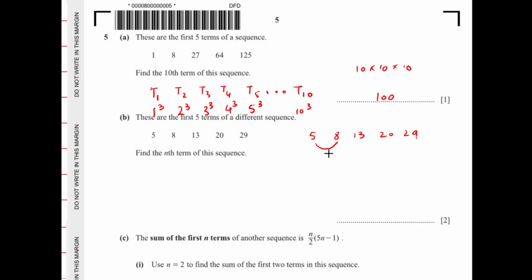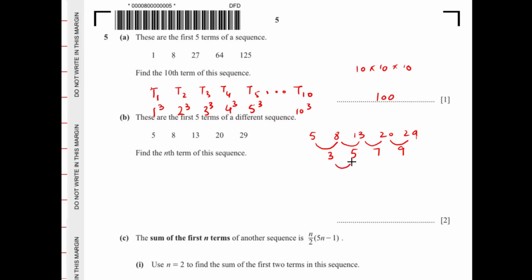Difference between 8 and 5 is 3. 13 minus 8 is 5. And next is 7. And next difference is 9. Look here, the difference is not the same. Therefore, this is not a linear sequence.